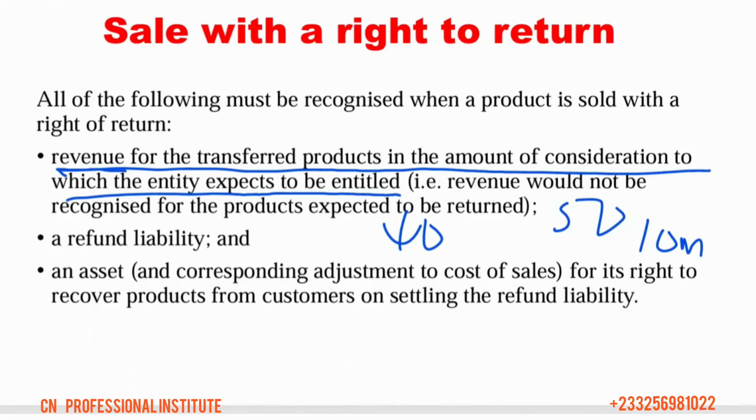Okay. I think we'll do more of these things. Then we have a refund liability for the 10 million portion, and then an asset.